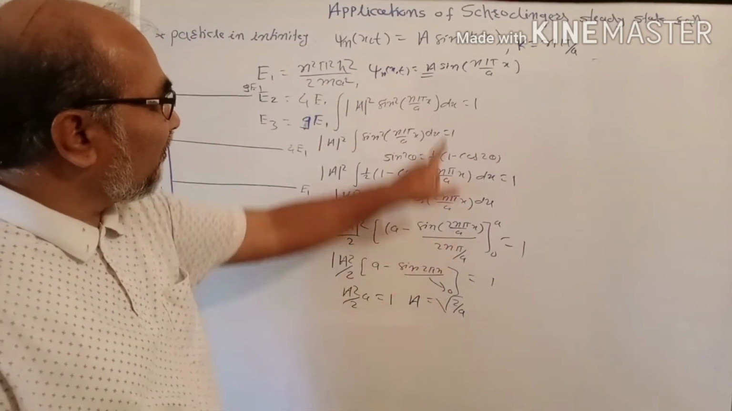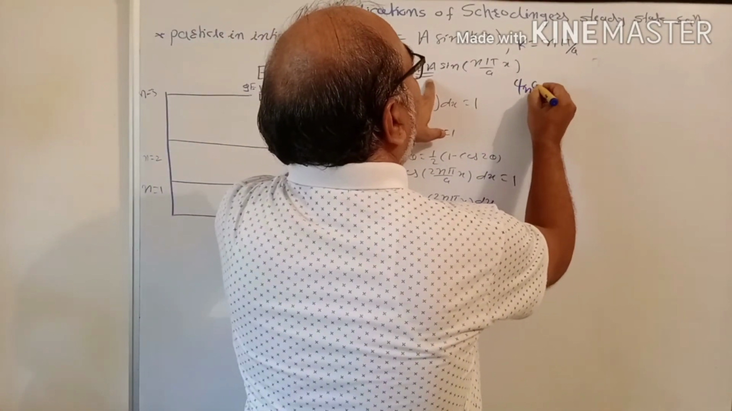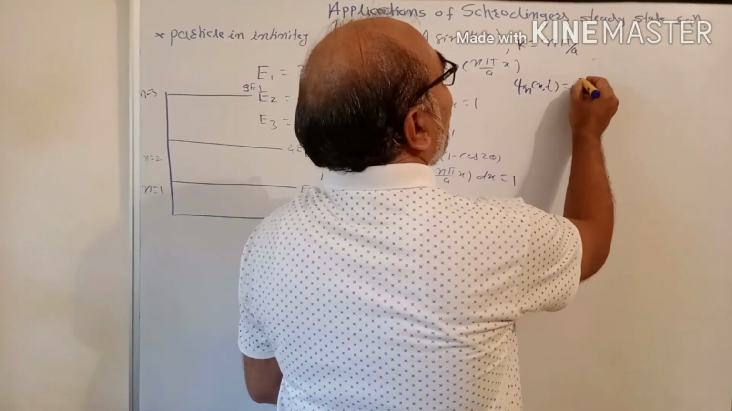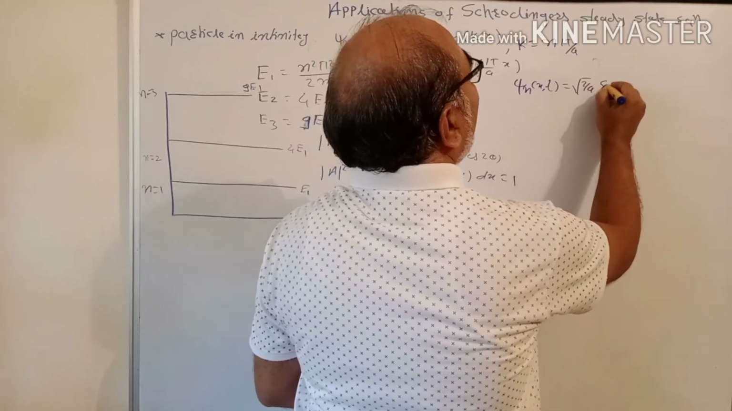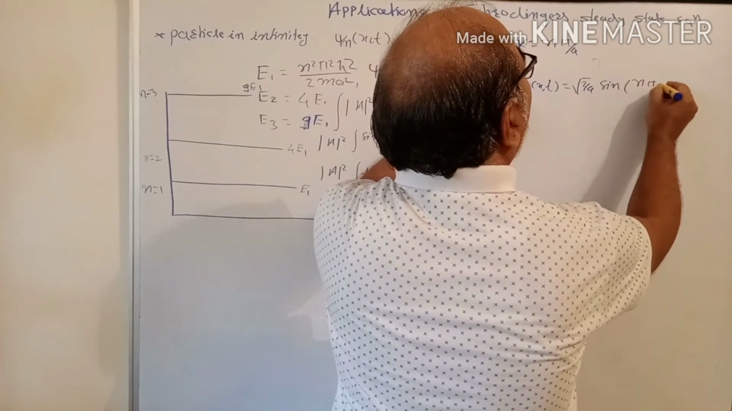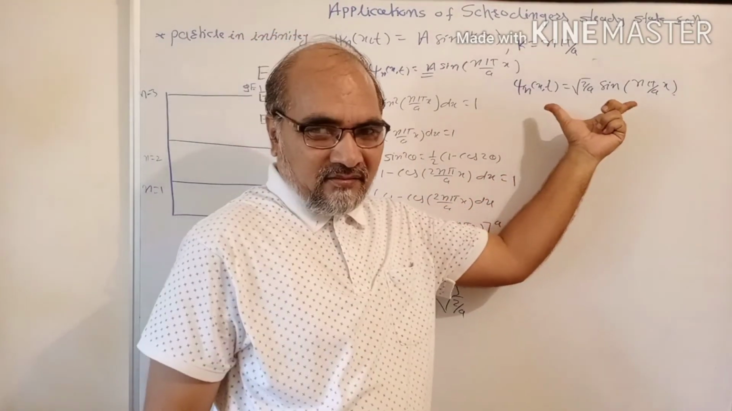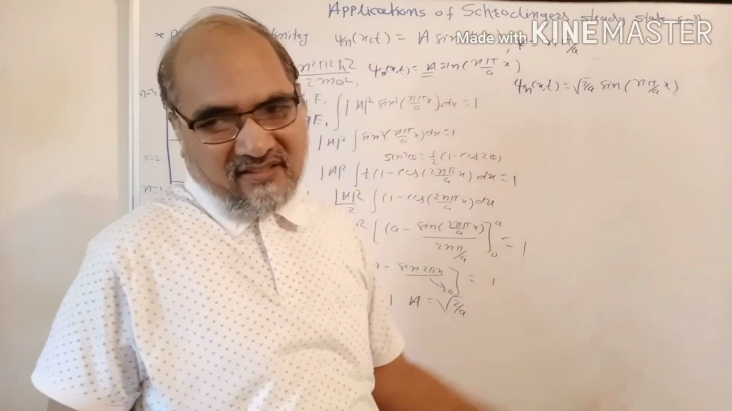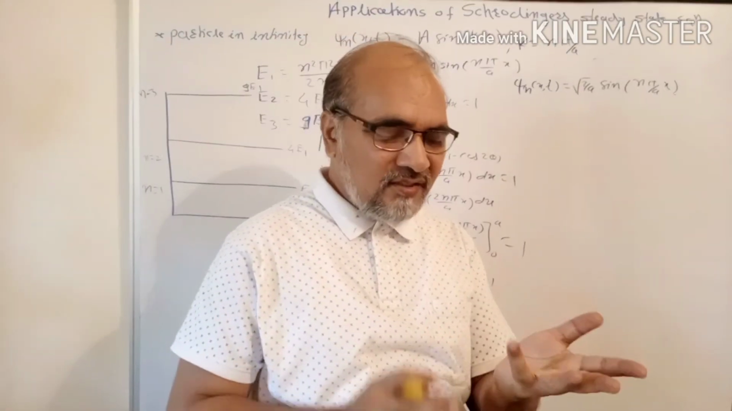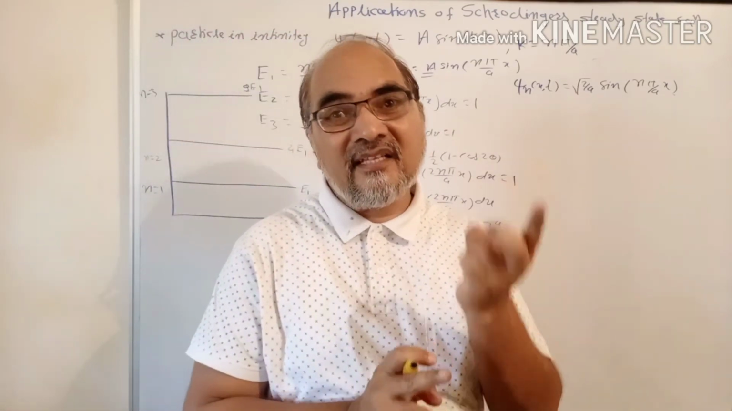Put this value of the normalization constant in this equation, and therefore the wave function psi(x,t) is equal to root 2 by a sin n pi by a x. So this is your wave function, or eigenfunction. This is called the eigenfunction. So there are two exercises: one is to find the eigenvalue, and another is to find the eigenfunction.